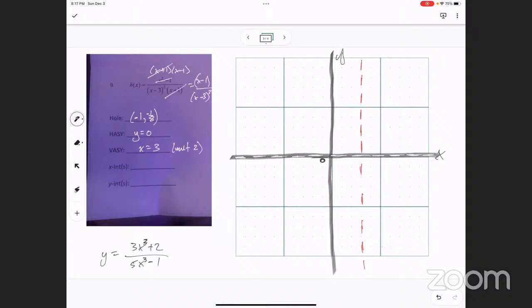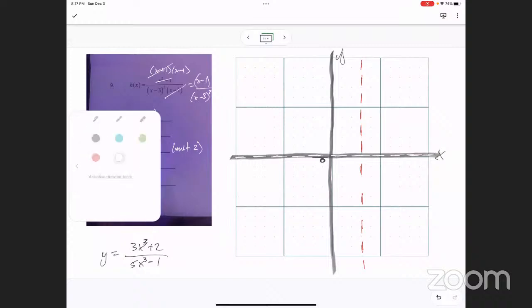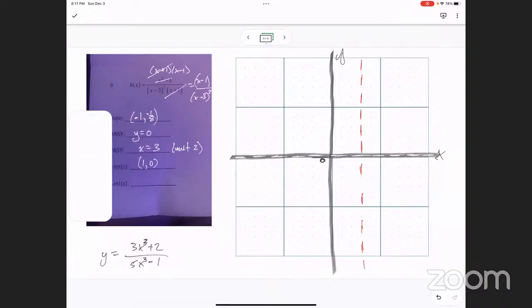The x-intercepts in this case are where the numerator equals 0, which is just x equals 1. So I'm not going to write x equals 1. I'm going to write 1, 0. Okay, so you don't think it's a line. So 1, 0 is my x-intercept. There it is in blue.